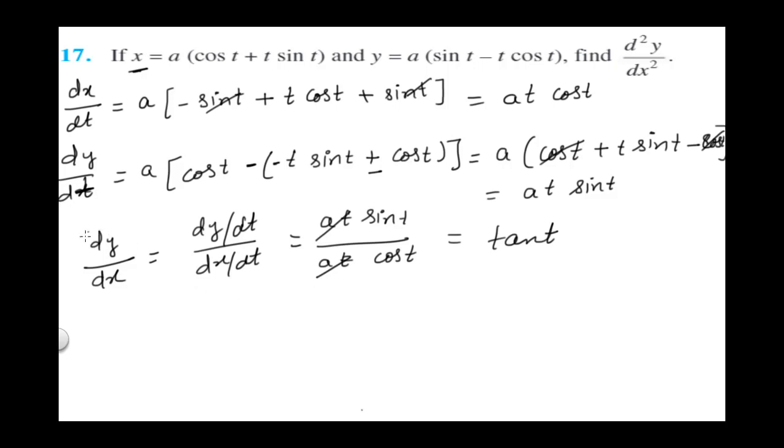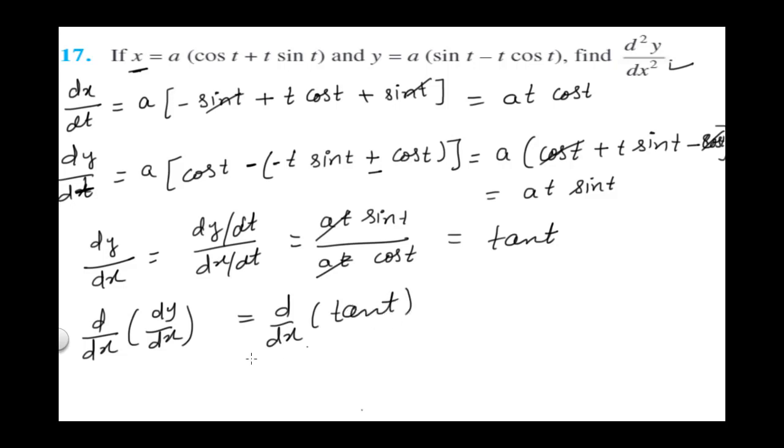Now what have we got? Dy by dx. Now to find this, we have to differentiate this equation with respect to x. So we will write dy by dx of dy by dx equals dy by dx of tan t. Here we will get d square y by dx square equals tan t differentiation will be secant square t into, of t we will get dt by dx.